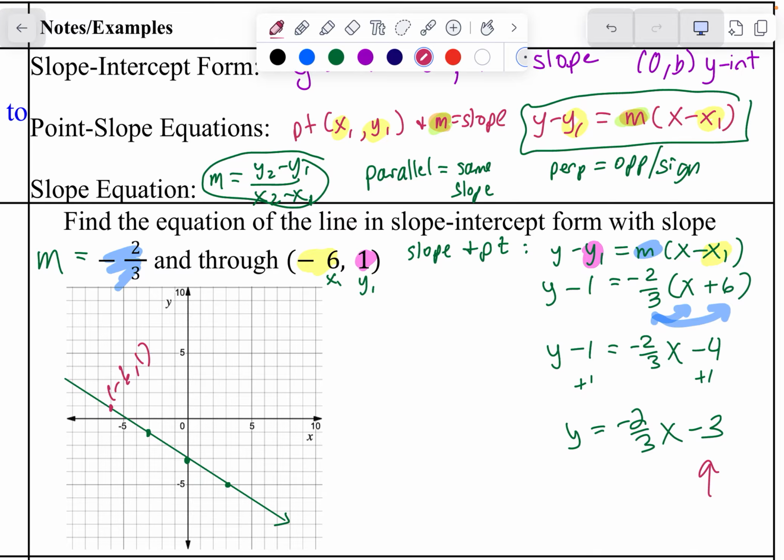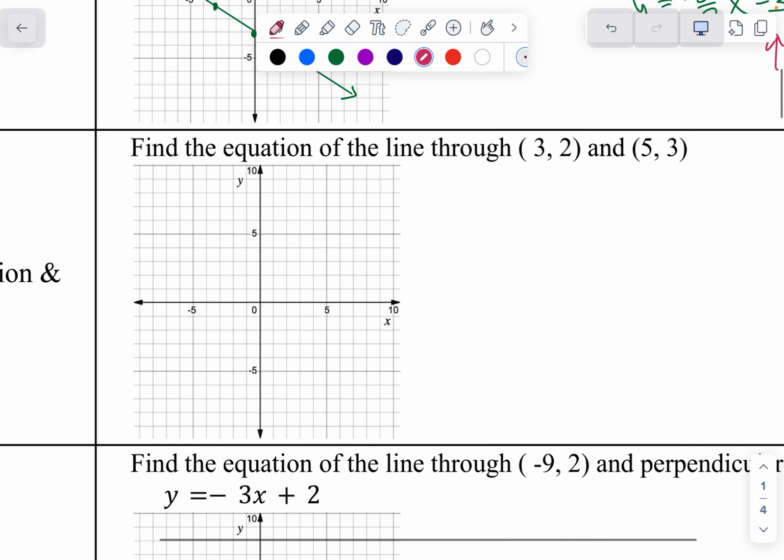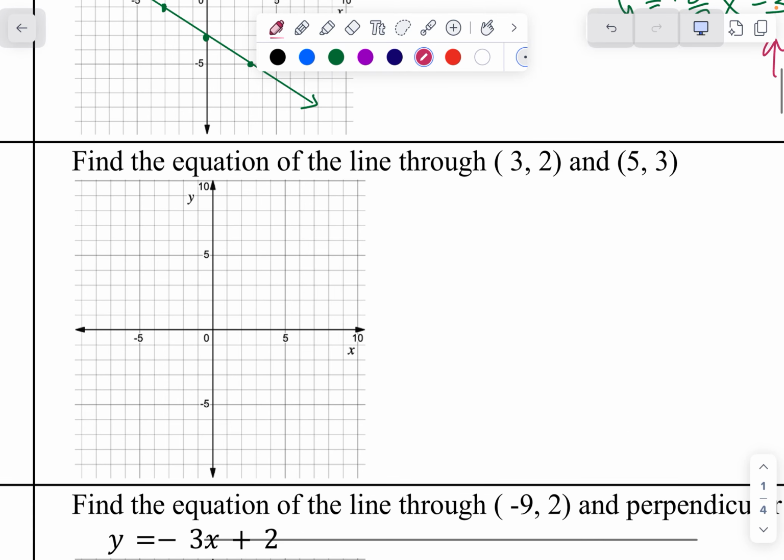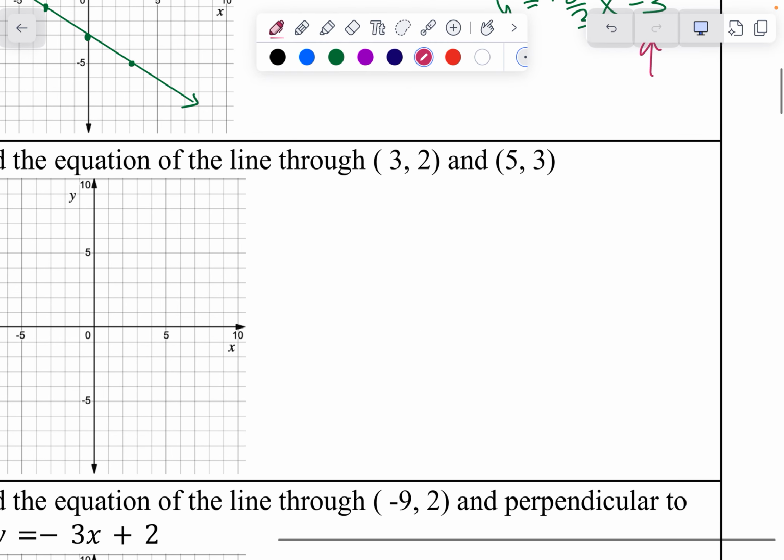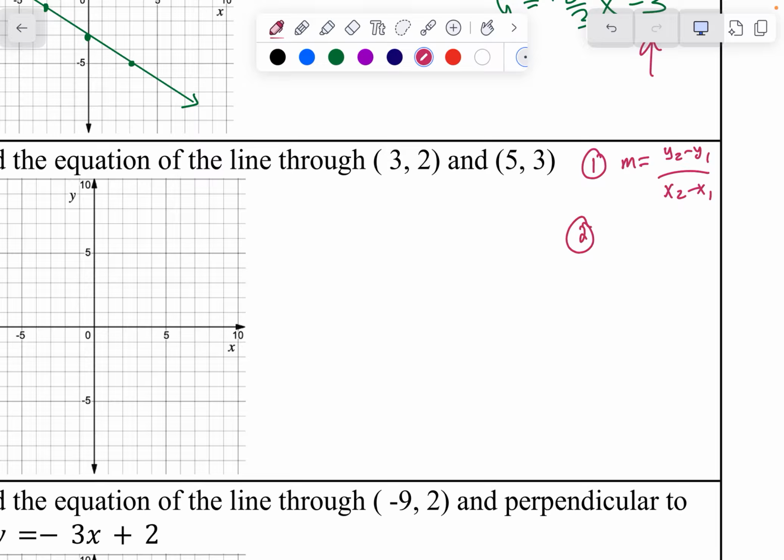Okay, let's do another one. Now, if you were given just 2 points, the first step is you want to find the slope using the slope equation. Second step, you want to use your point slope form, y minus y1 equals m times x minus x1. And the third step is to solve for y.